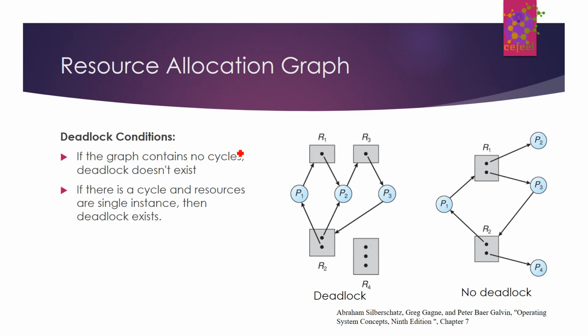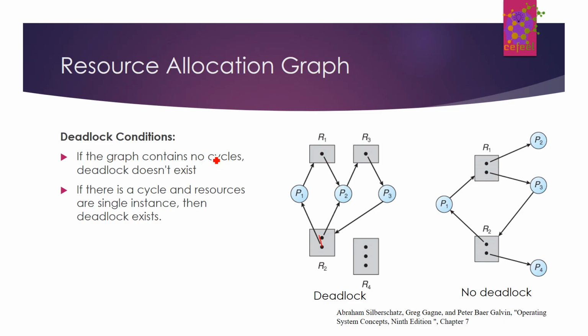If there is a cycle and resources are single instance, then deadlock exists. But if there is a cycle in multiple instance type resources, we still are not sure whether a deadlock exists or not. Now here is an example. The first example shows that there is a deadlock, and let's see why there is a deadlock.